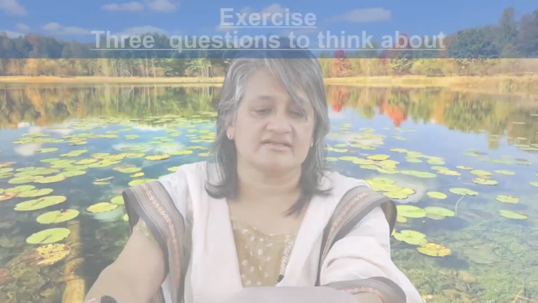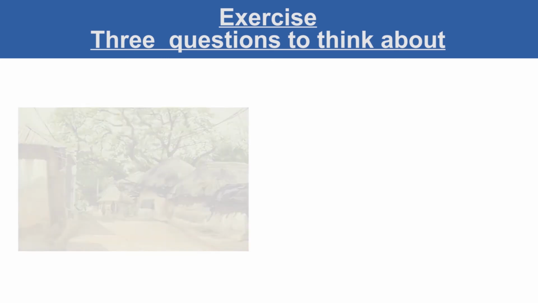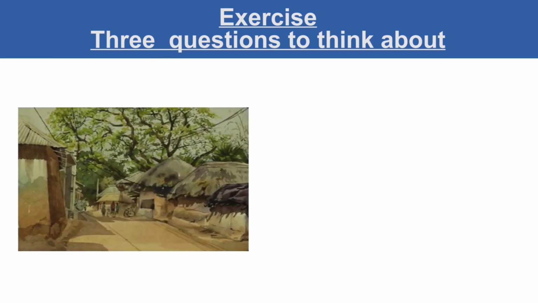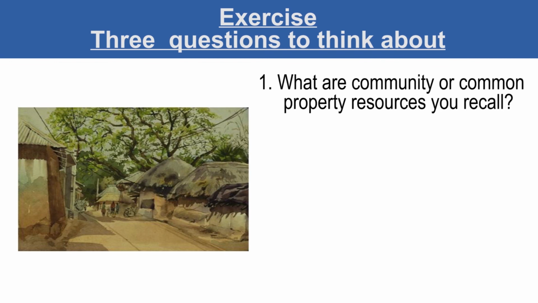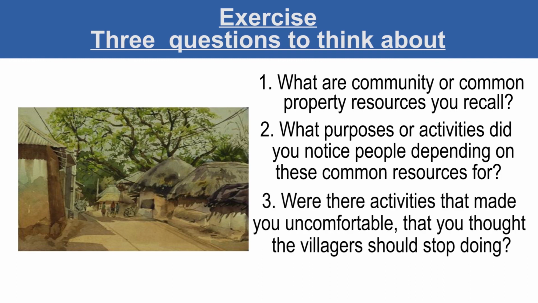What roles can policies, institutions, and processes play to make it more helpful to poor people? Or are we accepting that these only create hurdles and obstacles? I now have an exercise for you. Can you think about 3 questions by imagining or recalling a village or a cluster of villages? What are the community or common property resources you recall? What purposes or activities did you notice people depending on these resources for? And what were the activities that made you feel uncomfortable, that you thought that the villagers should stop doing because they are just not acceptable?